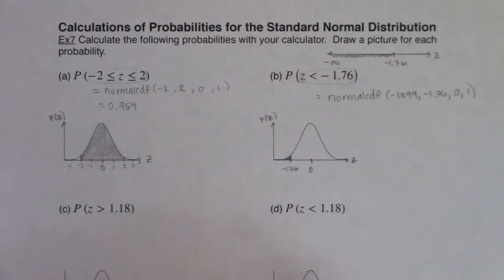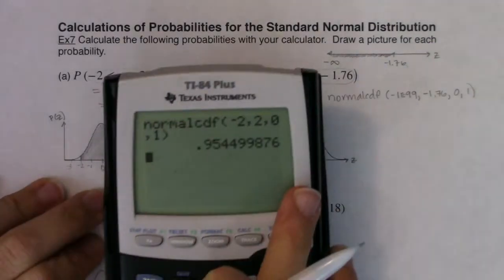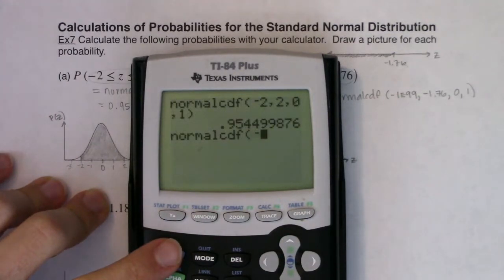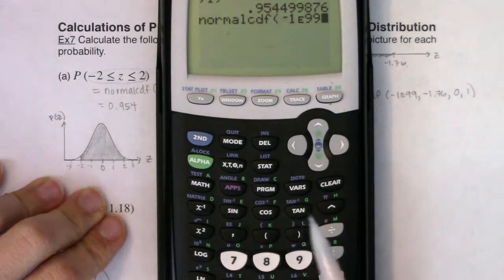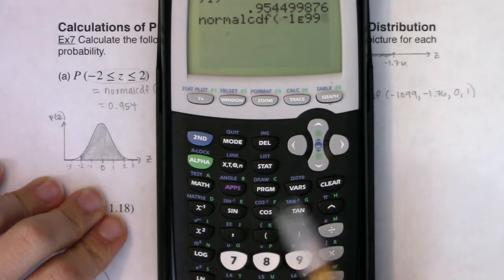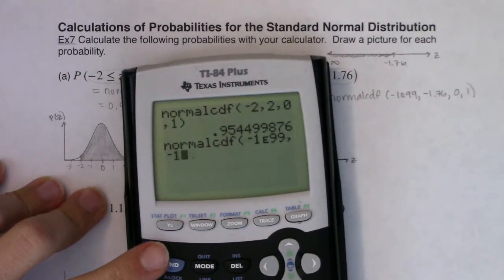And again, on the standard normal curve, these last two numbers are standardized. They're always 0 and 1. So let's try normal CDF. We're going to go negative 1e99. And I know it's hard to see all these buttons, so I'll push this up for just a moment. But the E you're using actually says EE on the calculator. It's over your comma key, and it's blue, so I have to hit the blue button. Then I've got negative infinity, negative 1.76, 0, and 1.